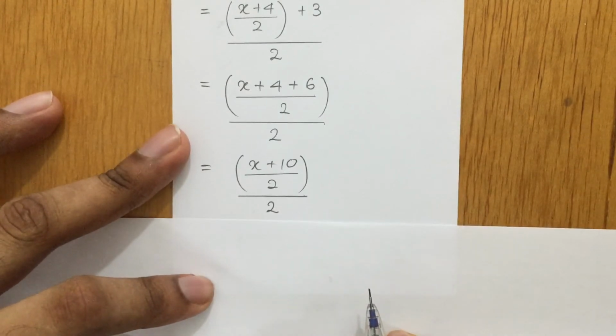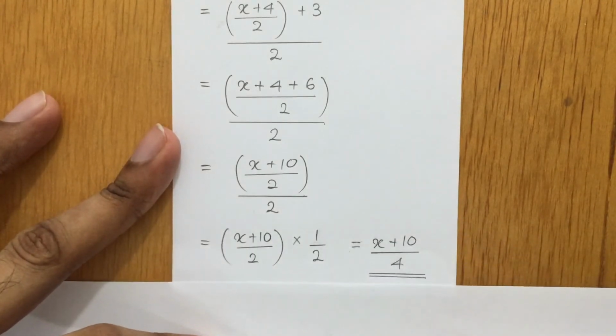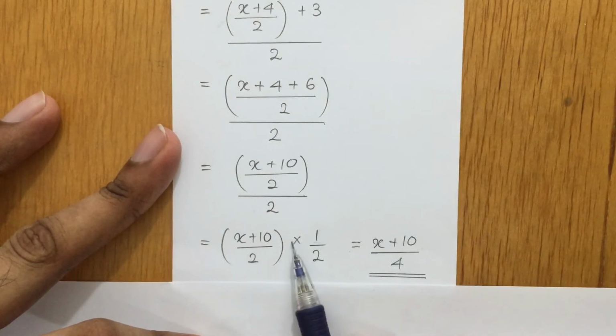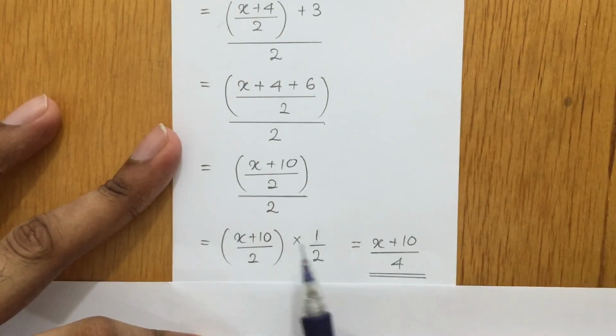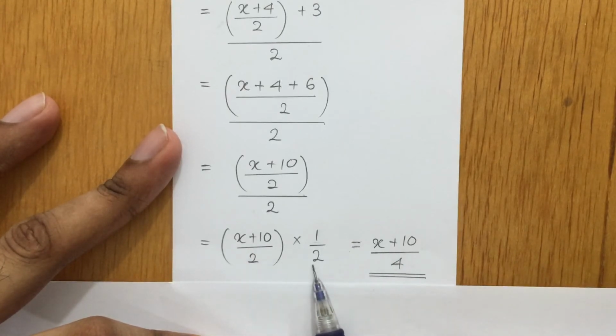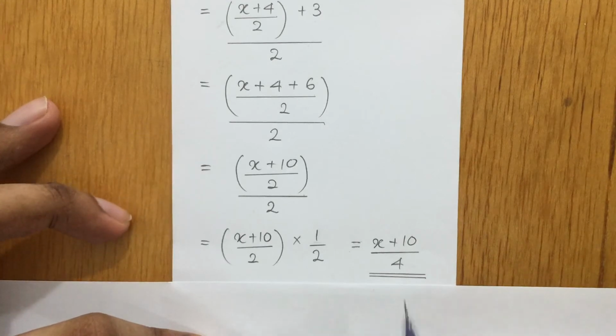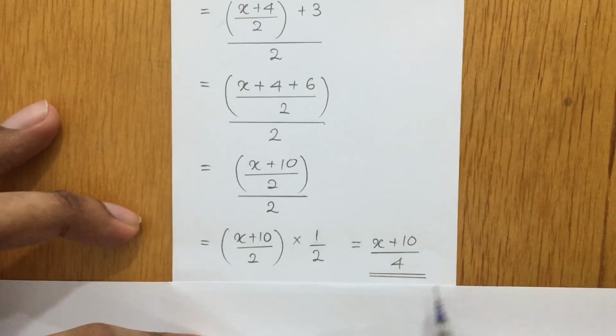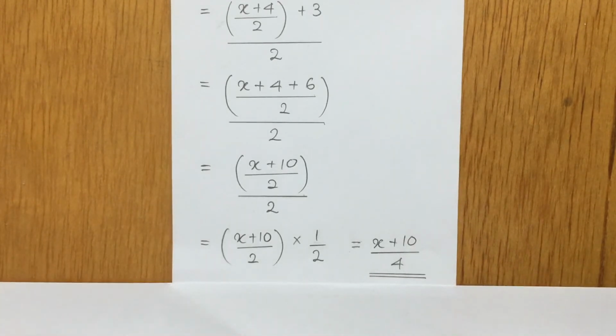Let me show you the working now. So x plus 10 over 2, you times by 1 over 2. x plus 10 times 1, you should get x plus 10. 2 times 2, you should get 4. So therefore, your final answer of f inverse g is x plus 10 over 4. So this is your final answer.